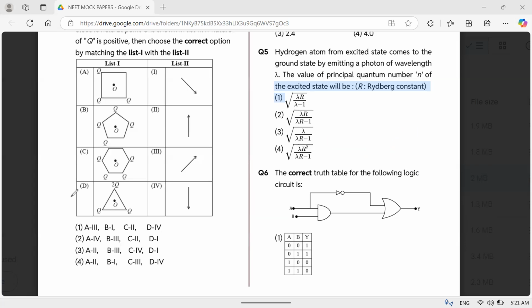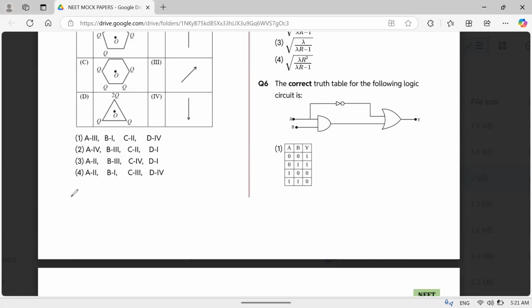Next question. Sixth one. The correct truth table for the following circuit, you should do along with me. Quickly, what will be the truth table for this one? This is A, so here it will be equal to A bar. Here output will be equal to A dot B. So Y will be equal to A bar plus A dot B.